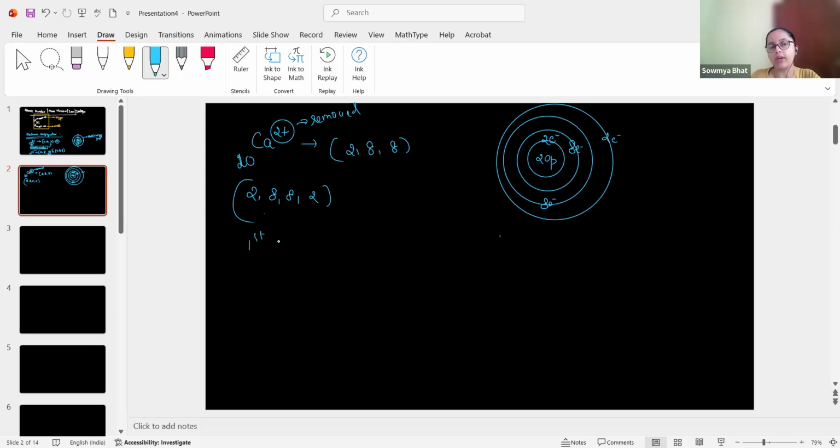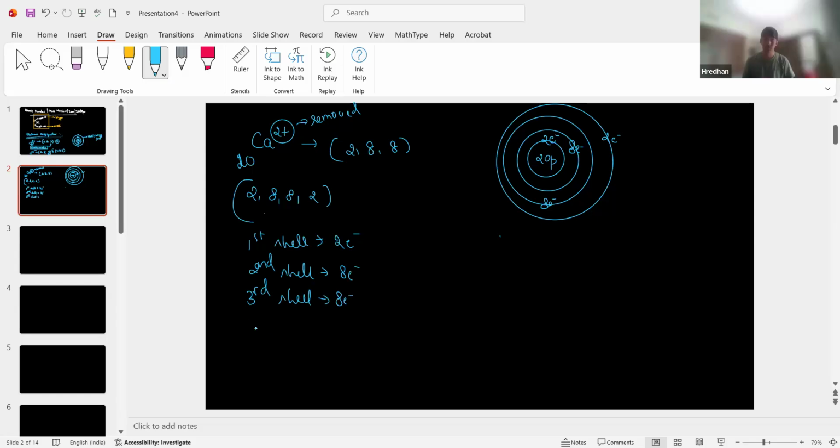The first shell can maximum accommodate 2 electrons. The second shell can maximum accommodate 8 electrons. The third shell can maximum accommodate 8 electrons. The fourth shell can also maximum accommodate 8 electrons, but here we have 2 electrons. Basically, the third shell can have 18 electrons, but in your syllabus, for the GCSE level, you do not have to study that. When you go to the higher levels, you will study that it contains 18 electrons.